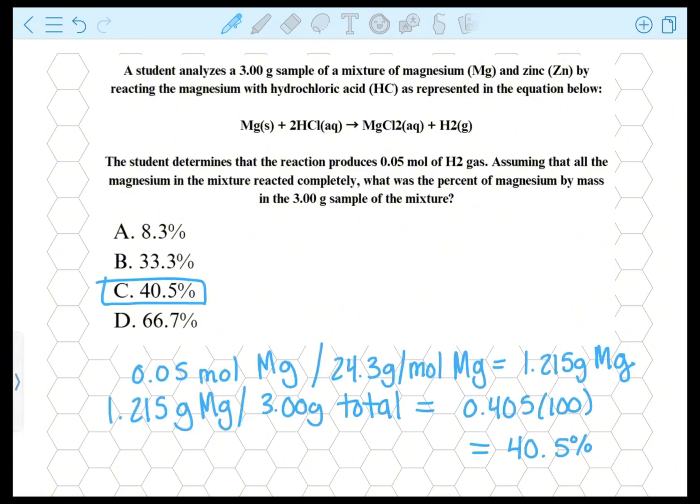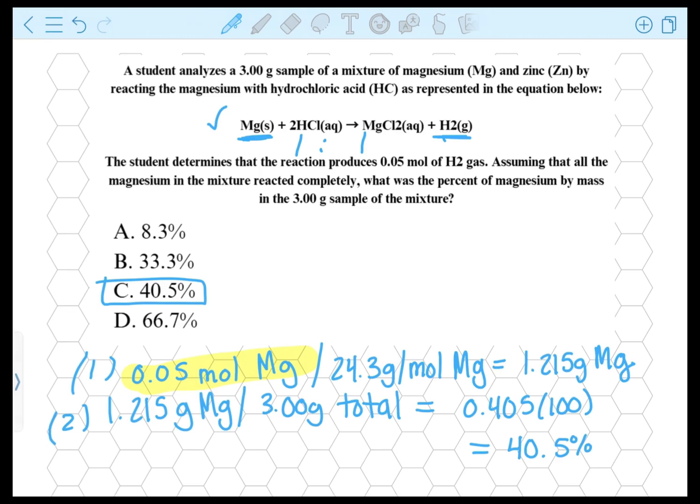Alright, so the first step, as always, is mole conversion. Now, it's asking for the percent of magnesium, and we don't have the moles of magnesium present. But there's a reason why the reaction formula is given. Notice that we need 1 mole of magnesium for a mole of hydrogen gas to be produced. So that means we have a 1-to-1 ratio here, meaning that the moles of H2 given, 0.05, will be the same as the moles needed for magnesium. So the moles of magnesium would be 0.05.